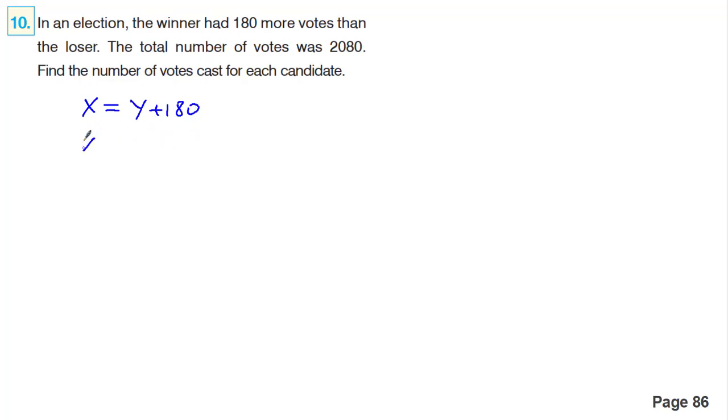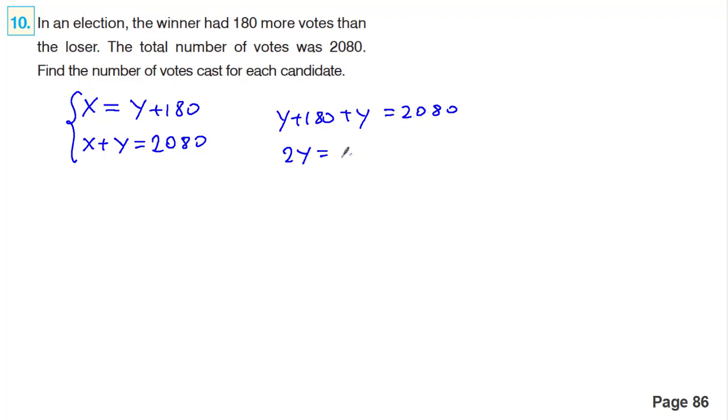And the total number of votes, so the number of votes that the winner got and the number of votes that the loser got, if you add them up, it should be 2080. This, of course, is a system. You can clearly see we can use the substitution method, and you get y plus 180 plus y, by substituting this value here, should be 2080. So 2y, subtract 180, that's 1900.